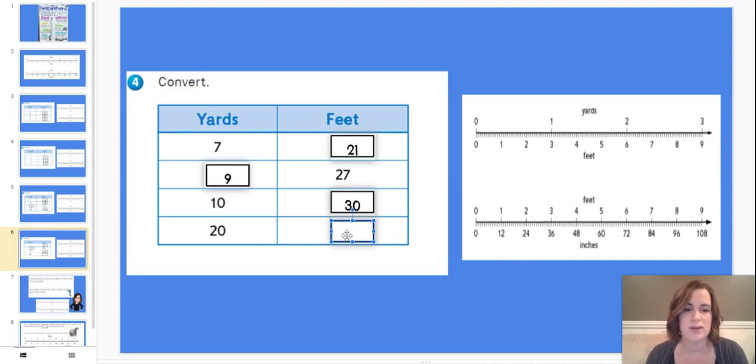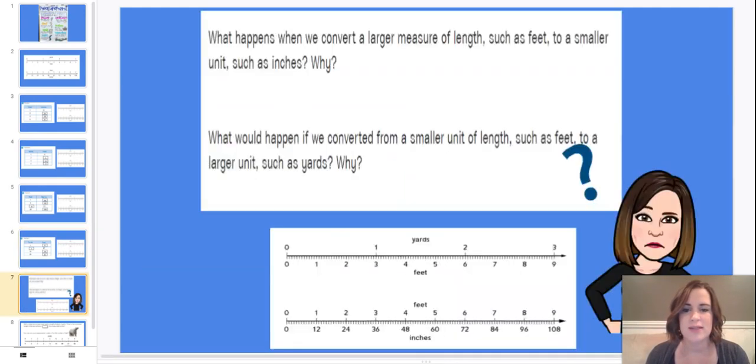And 20 yards. Again, there are 3 feet in a yard, so we can take 20 times 3, and that equals 60. All right, good job. So now let's talk about this.